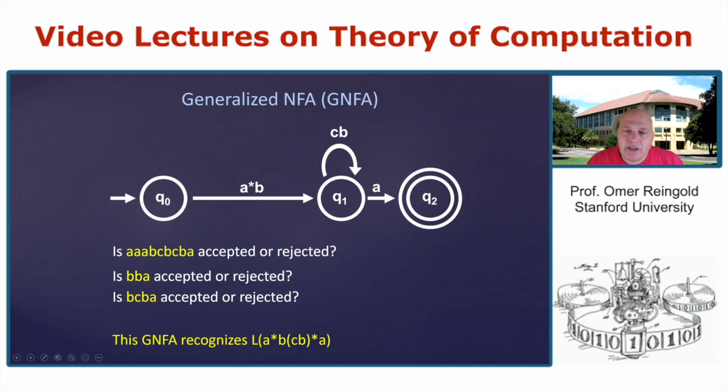This GNFA recognizes the language that corresponds to the regular expression that starts with A star B, concatenated with CB star, because you can take this edge zero or any number of times, concatenated with A, because at the end you need to take A to reach here. So this is a generalized NFA, which corresponds to a regular expression.